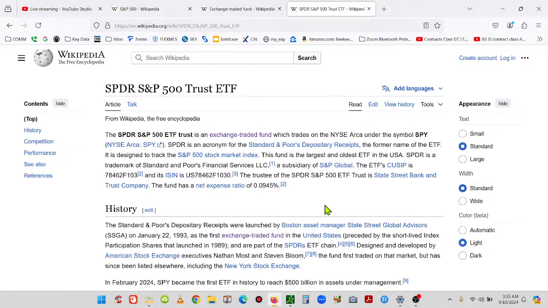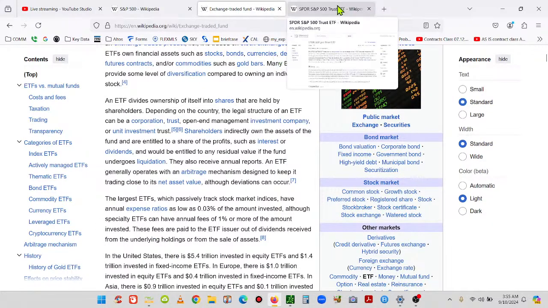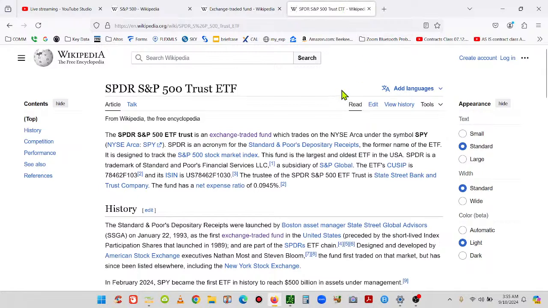I recommend you open up these pages and read what the S&P 500 is. Read what an exchange-traded fund is. Read what this one is, the SPY. So I showed you how to Google for it. You Google Wikipedia SPY ETF like this.